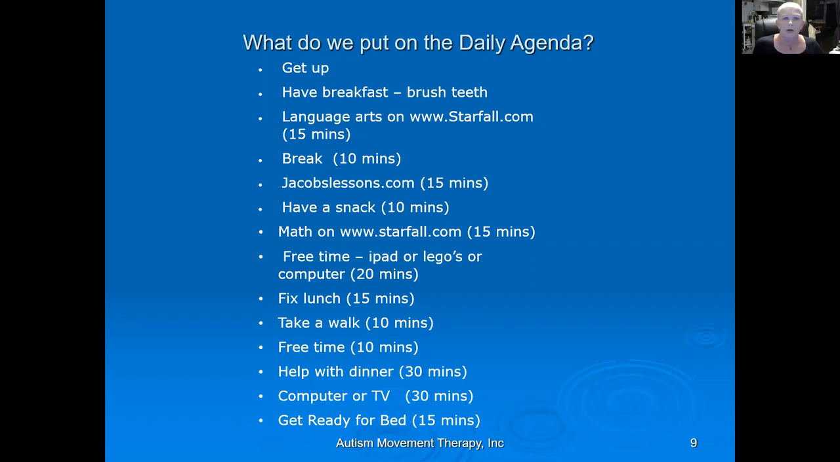So you want to use this daily agenda. Say we had that 15-minute language arts on Starfall.com at the top of the day. We have our timer, and then the timer rings. Let's check our break. We have a break time for 10 minutes. Setting it to 10 minutes now.